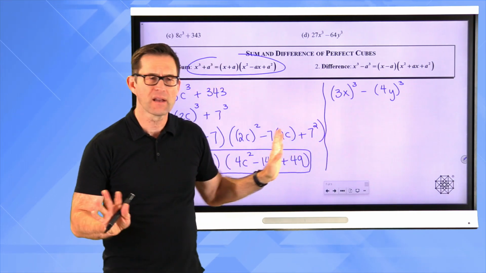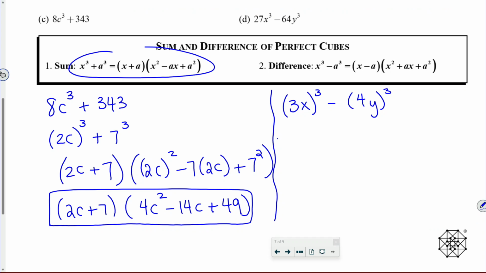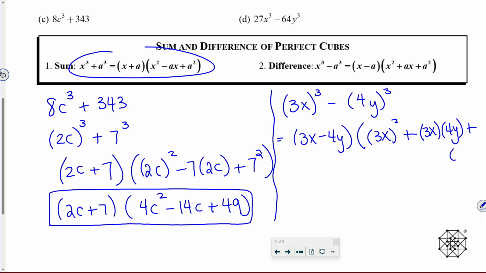Okay, so this is going to get a little complicated here. So all of this is going to be 3x minus 4y times 3x squared plus, the squared should be outside of that parentheses, 3x squared plus 3x times 4y plus 4y squared.